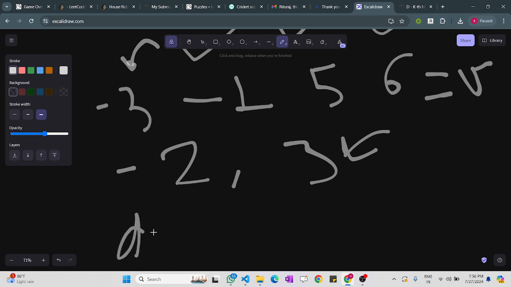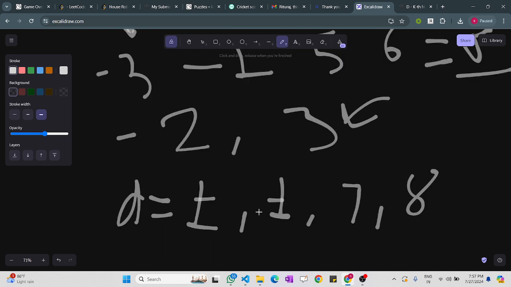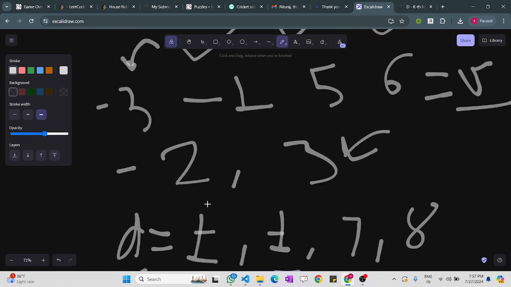Suppose I create one vector d, and then I compute all the distances from -2 to all the points in vector v. The distance from -2 to -3 is 1, then -2 to -1 is 1, then -2 to 5 is 7, and then 8. So this is the distance vector I have calculated. In this case it is sorted, otherwise we would have to sort this vector d, and then print d of 3.